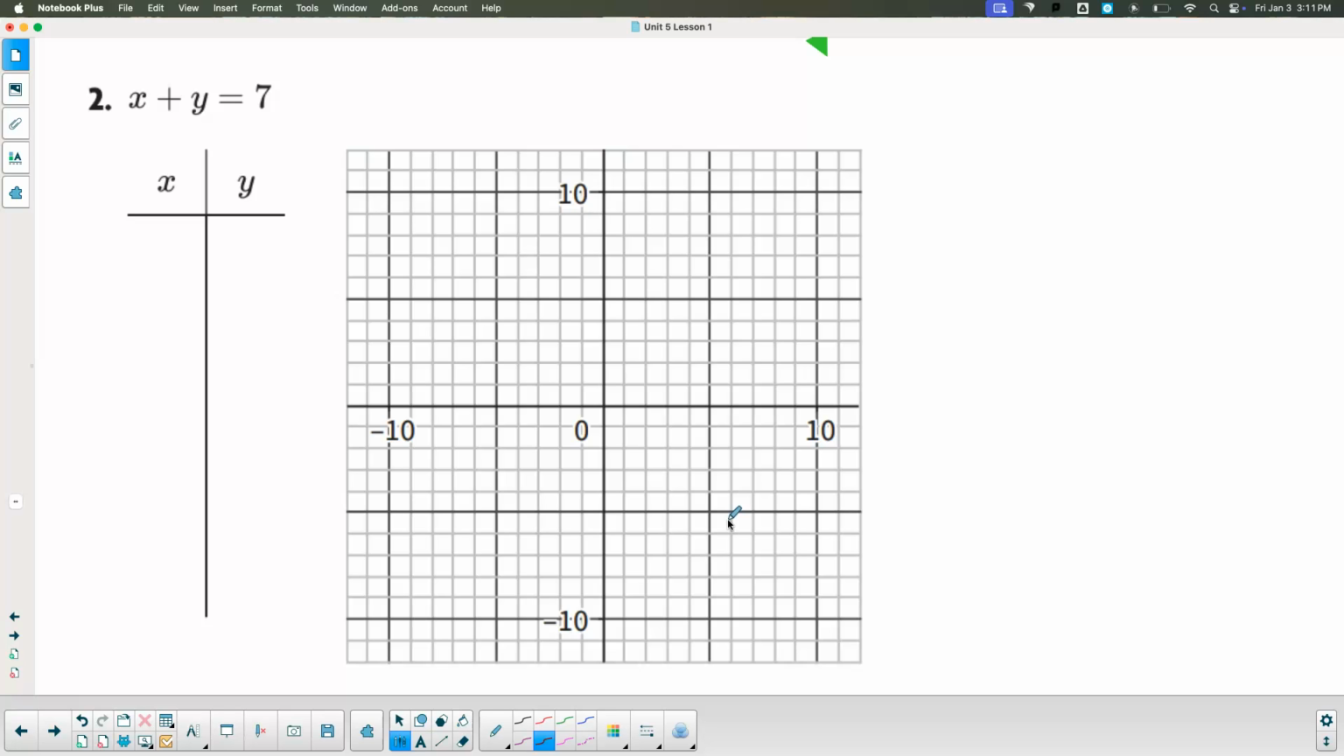X plus y equals 7. So again, if I want to get it in y equals mx plus b form, I've got x plus y equals 7. That's going to be y equals negative x plus 7 because I'm going to have to subtract an x from both sides. Now it's in y equals mx plus b form. So 0, 7 is my y-intercept. And down 1, right 1.